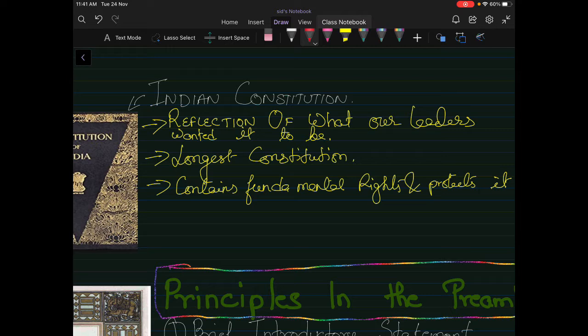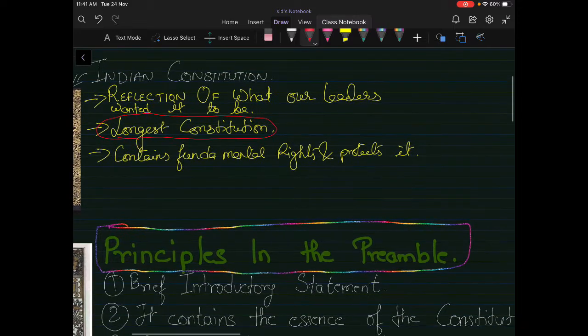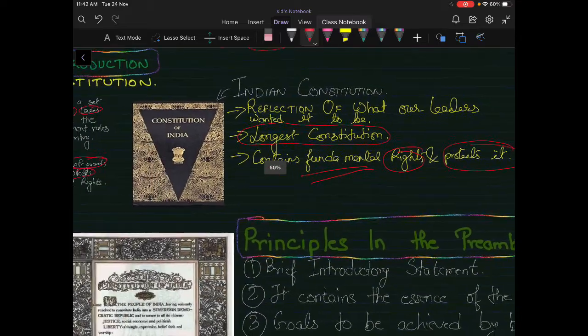And another thing is that the Indian Constitution is regarded as the longest constitution. As we all know, the Indian Constitution and its ideas have been derived from many constitutions. So it is regarded as one of the longest constitutions. And the Indian Constitution not only contains rules and laws, but it also contains fundamental rights and duties, and it has the provision to protect them. So those were the main features of the Indian Constitution.